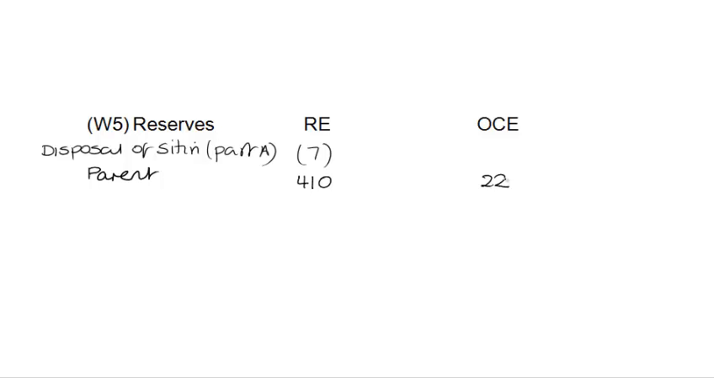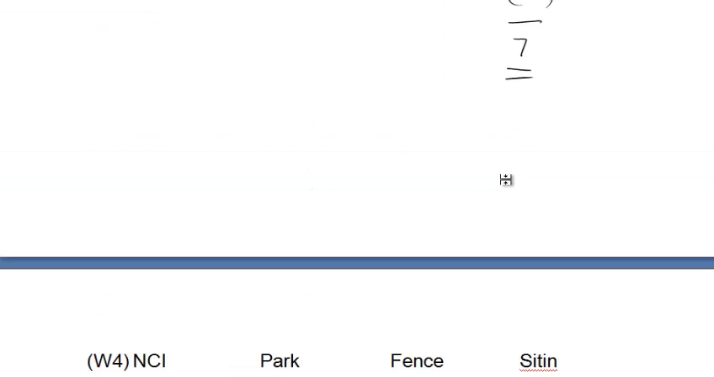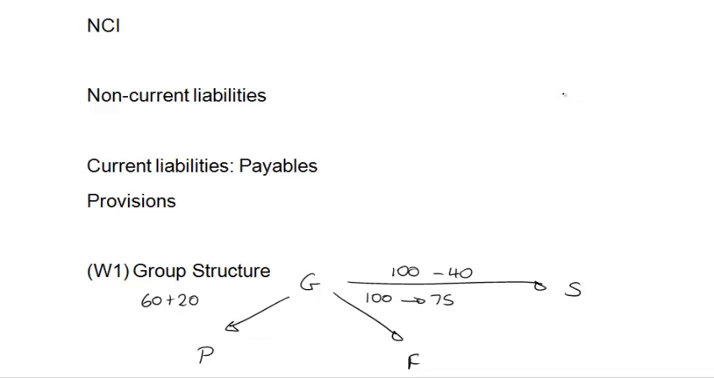Non-current liabilities, we can add those together. I've not referenced those to anything, so I'm going to take a gamble on 334. And current liabilities, I've got payables, I've got nothing referenced against payables. I have got some information on provisions. I'm not quite sure what's going on, so I'm going to add the provisions together, and they give me a figure of 20.